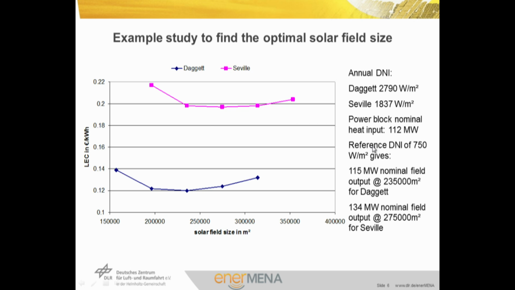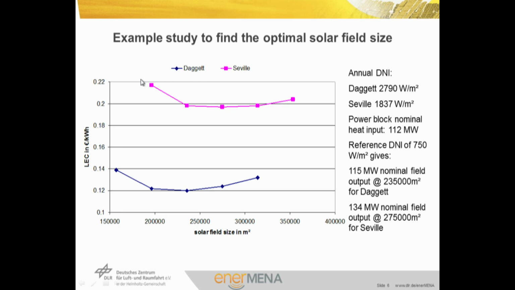If we use a reference DNI as proposed of 750 watt per square meter, we will come out at 235,000 square meter for Daggett and 275,000 square meter for Seville, shown here as minimum for the LSC values calculated for both sites. The reason for this behavior is if you increase the solar field size, you get, of course, more output from your plant.